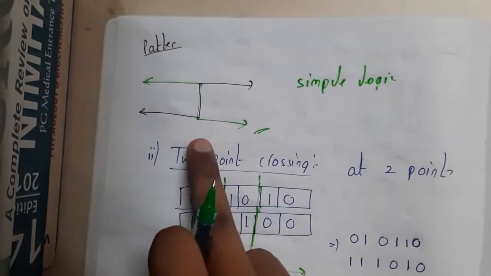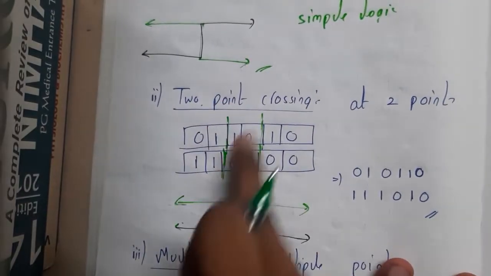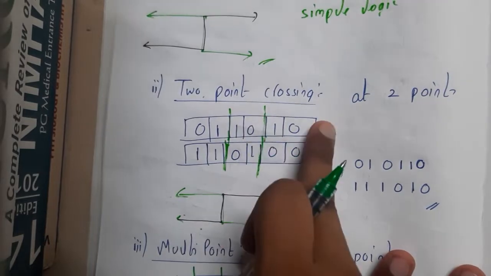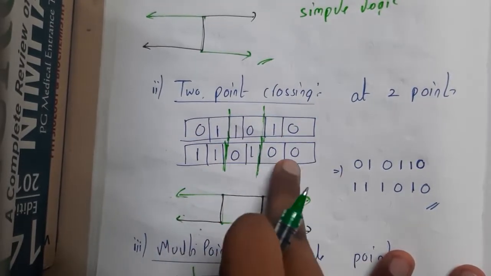Similarly, we have double crossing. I have drawn the diagrams also for us to understand. Similarly, 2-point crossing is nothing but drawing two lines and taking alternately. This parent will start from here, here, again up here. So 0 1 0 1 1 0 is one parent, 1 1 1 0 0 0 is the other parent.